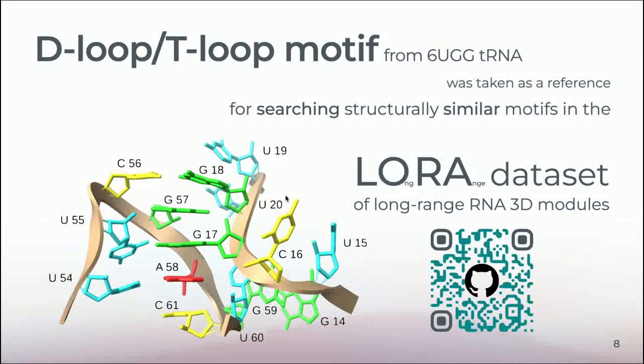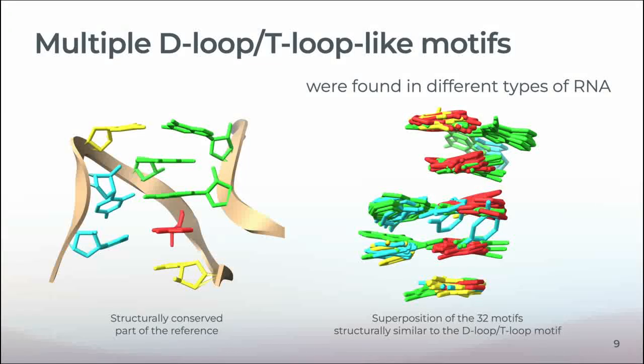because it is formed by the D-loop and T-loop and has a pair of two base pairs, UG and CG. As a result, we find 32 D-loop-T-loop like motifs in different types of RNA, such as tRNA, yRNA, several riboswitches, and ribosomal RNAs. On the left side, we select a conserved part of the reference. On the right side, we perform superposition of all found motifs on the reference.